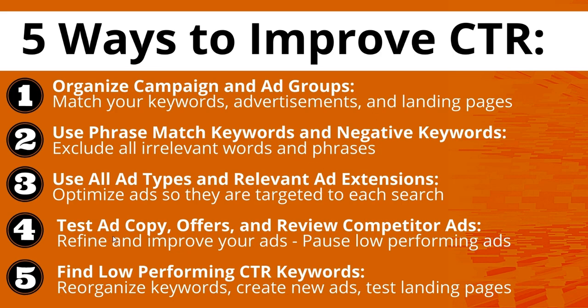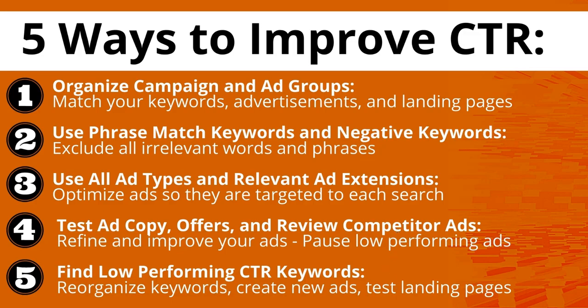Number 4 is going to be to test ad copy, test different offers, and review your competitor ads. So do some searches for the keywords that you're bidding on. Just look at what your competitors have as their ad copy, and maybe look at the ads that seem like they are always at the very top of the search results. So I would highly recommend always looking at your competitors' advertisements.